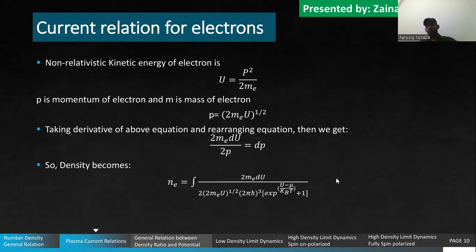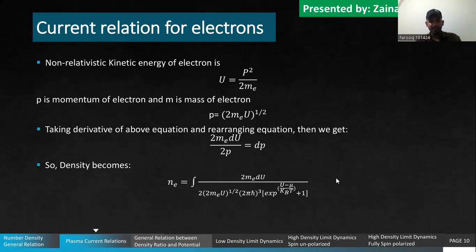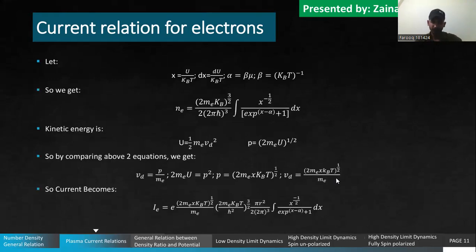So what we want to do is convert this differential of momentum into a differential of potential. So we take the derivative on both sides. So now dp becomes equal to 2m du over 2p. Now we put the value of Fe of u here in this equation, and then the value of dp. So we get this last equation: n is equal to integral 2m du over 2 times (2mu) to the power 1 by 2, over (2 pi h-bar) whole cube, times e power (u minus mu) over kBT plus 1.